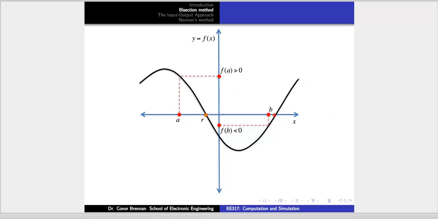A isn't a root, B isn't a root. How do you guess where the root might be? Any suggestions what you might do? The average, yeah, it's a good idea.